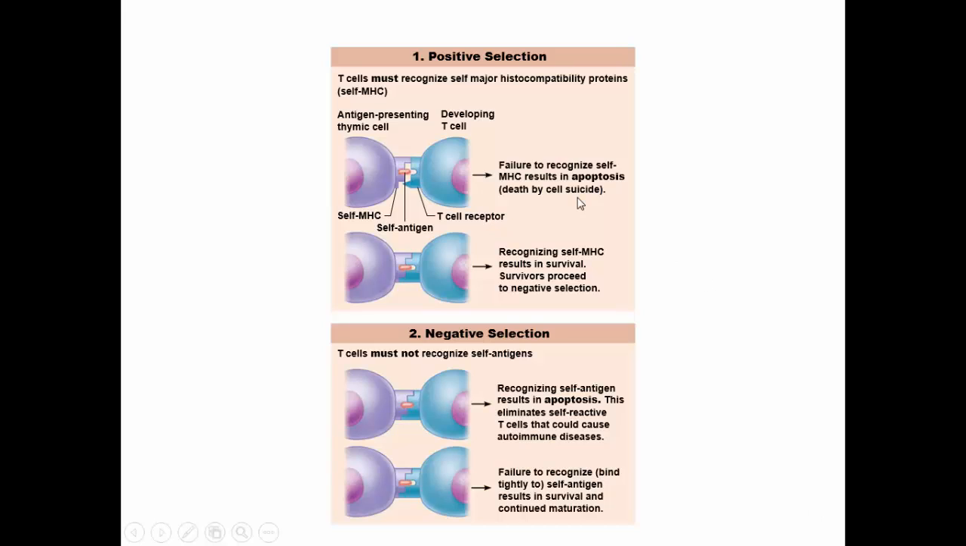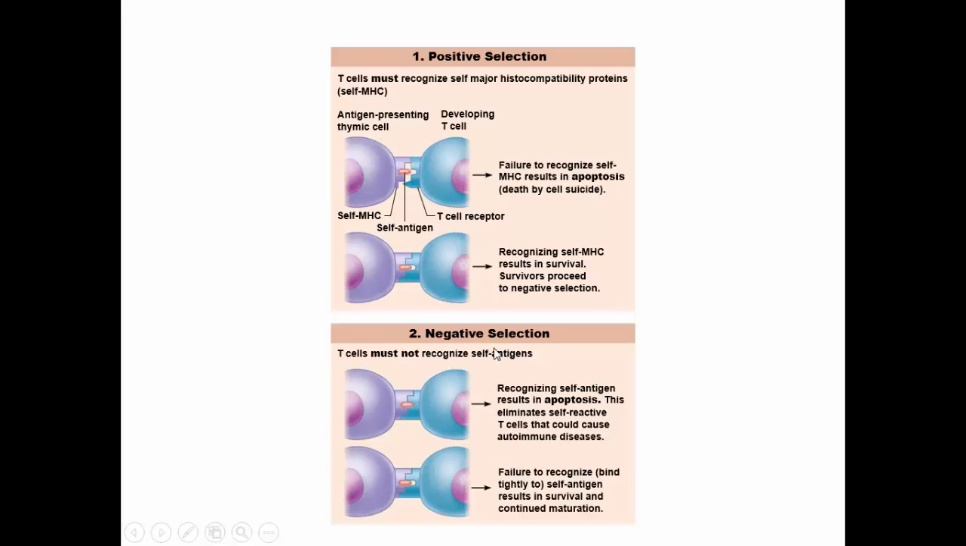The positive selection step means that the T cells have to recognize the major histocompatibility proteins. The major histocompatibility proteins are these outer proteins. So any T cell that does not recognize the major histocompatibility part, these outer parts, is destroyed. And only the cells that recognize the outer part are saved. Now, the major histocompatibility antigens have this groove in them for holding antigens. At this point, only self-antigens would be in the groove.